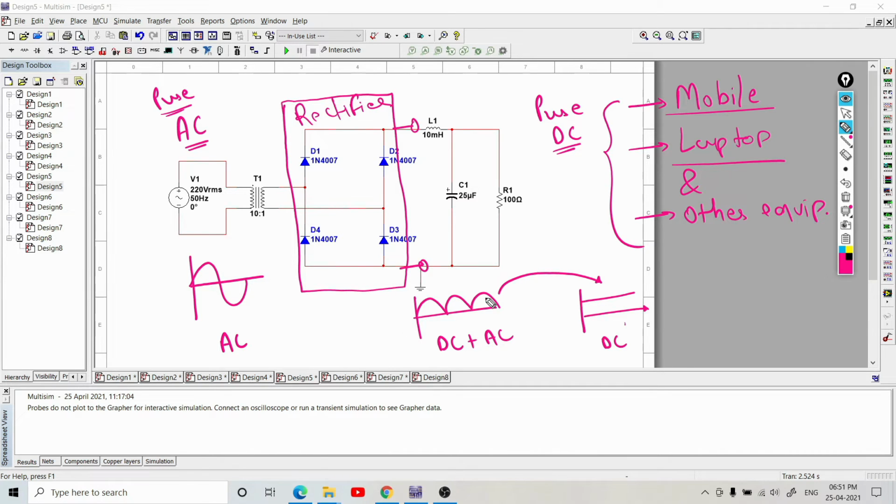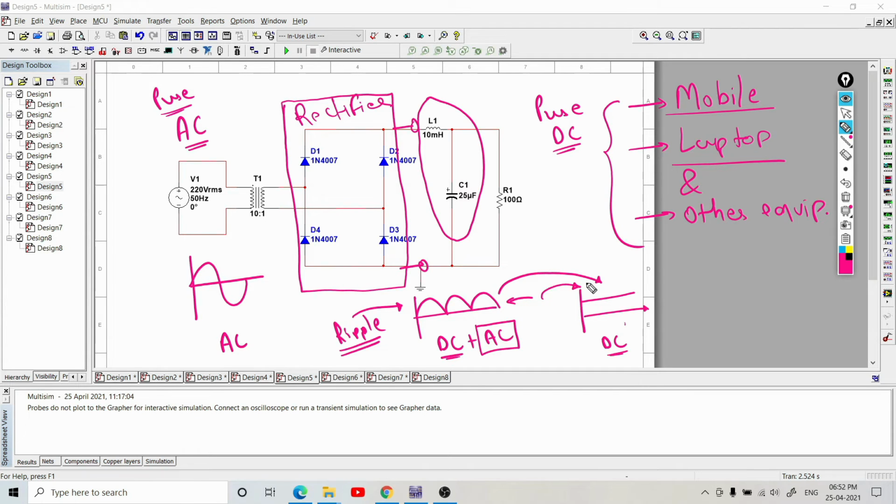So this is a pure DC supply, right? So we can call this our filter. So what does this filter do? It removes the unwanted component of AC from this DC and gives us a pure DC supply. These pulses in DC are also known as ripple. So the aim or the need of the filter is to remove the ripple from the output of the rectifier and give us a pure DC supply. So this is the use of a filter.